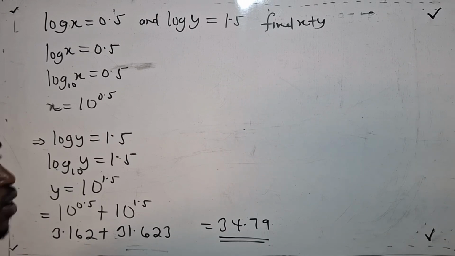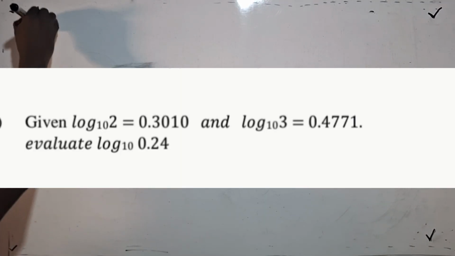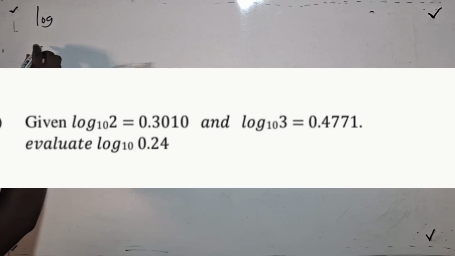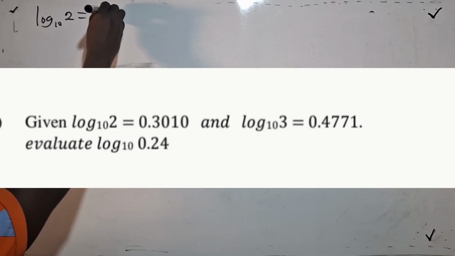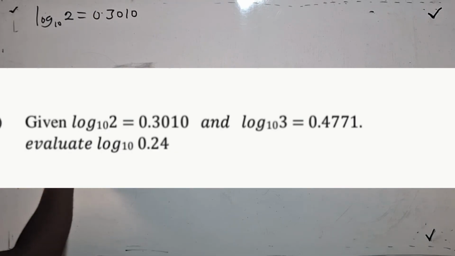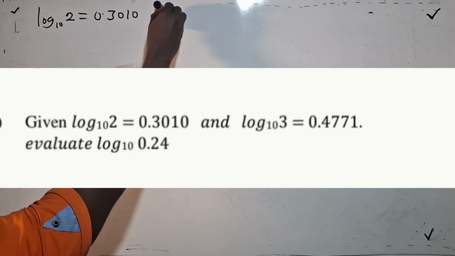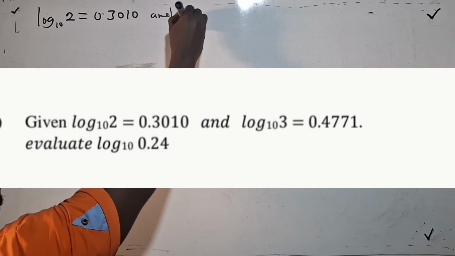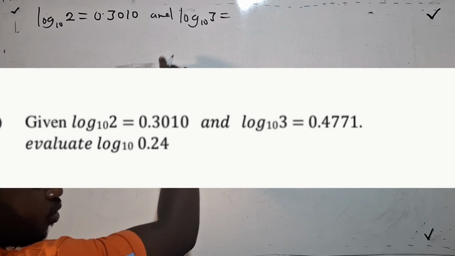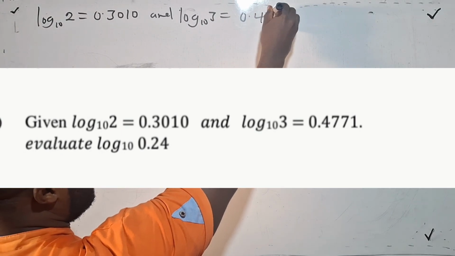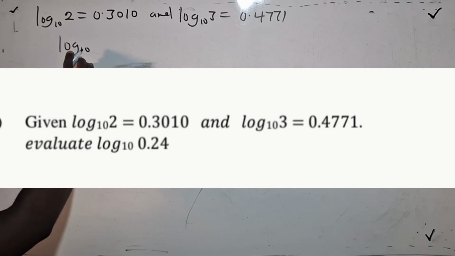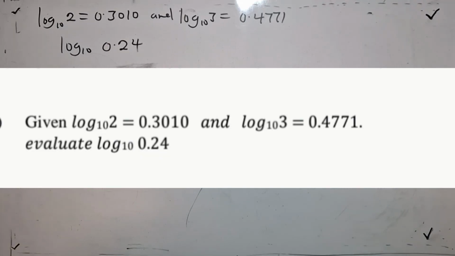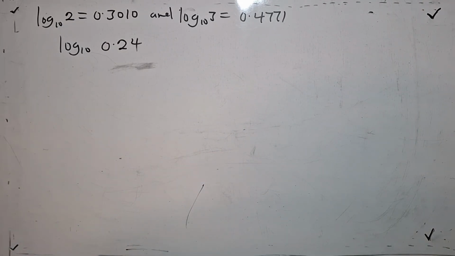So we are going to take our very last question on this part. The last question, given that log to base 10 of 2 is 0.3010 and log to base 10 of 3 is 0.4771. We have to evaluate log 10 of 0.24. Yes, 0.24. Don't be scared.